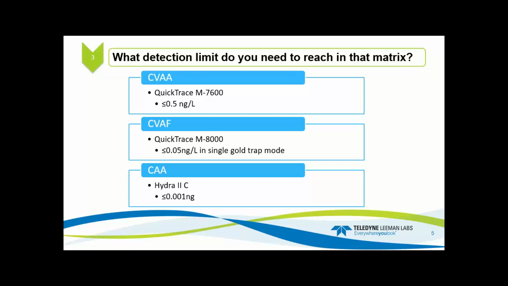But it's important to note that this value is from a mass-based analysis. So aqueous samples run on this type of system will have an increased detection limit, simply because the amount of mercury found in an aqueous sample is inherently more dilute than that of a solid sample. So it's important to keep in mind.